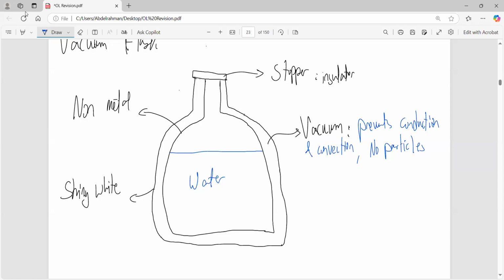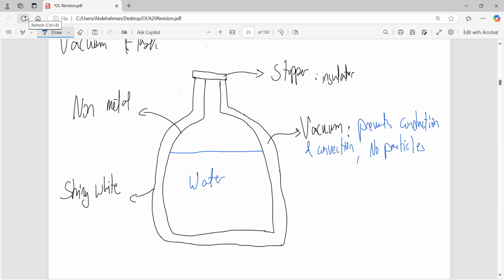Of course the stopper is non-metal, and the vacuum prevents conduction and convection. Why? Because there are no particles. Non-metal, why? To reduce heat lost by conduction. Shiny white, because it's the worst absorber and worst emitter of infrared radiation. Please, say of infrared radiation, never forget that. If you say of heat, you might lose a mark. You will, not might, you will lose a mark.